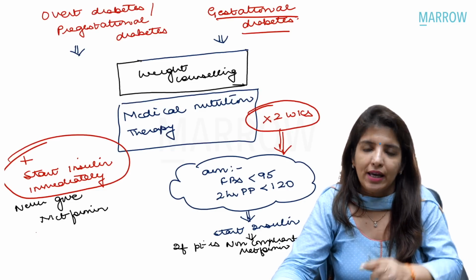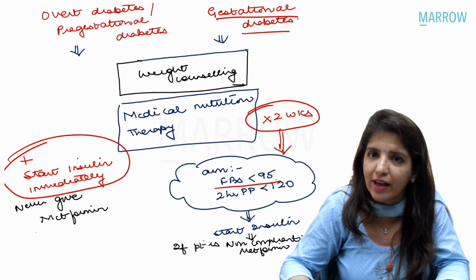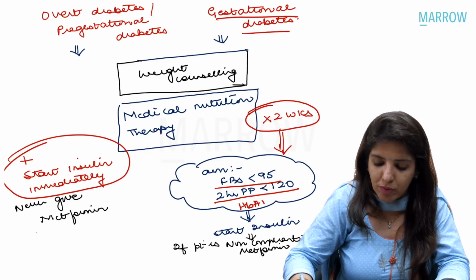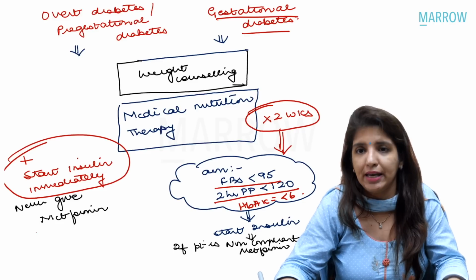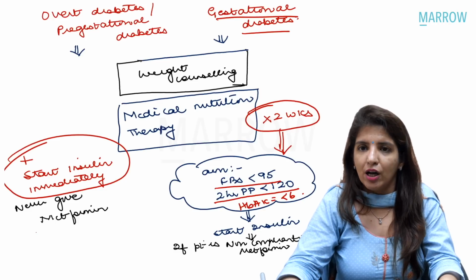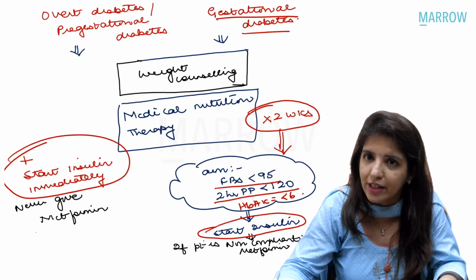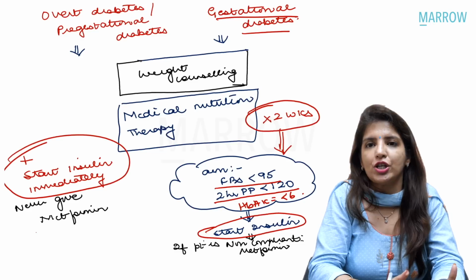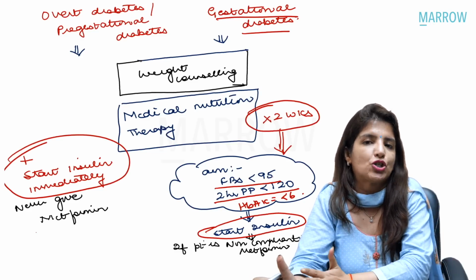And I am going to aim that with diet modification, her fasting blood sugar levels should come less than 95, her 2-hour PP levels should come less than 120, and her HbA1c should come less than 6%. This is my aim. But if these goals are not achieved by diet modification alone after 2 weeks, I am going to start insulin. Is that clear to all of you? So in gestational diabetes, initially you give diet modification alone for 2 weeks. And if these goals are not achieved, then you put the patient on insulin.